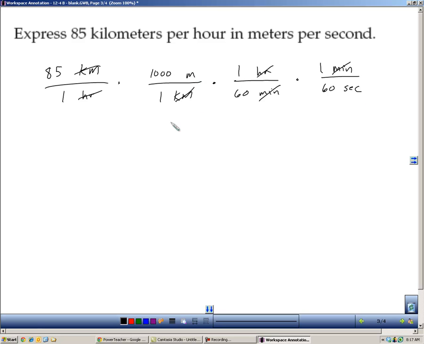Whatever I get here, I'm going to get a meter over a second, which is meters per second. So the top looks like 85,000. The bottom looks like 3,600. And then we're going to have a meter over a second. Type that into a calculator, and you're going to get 23.61 meters per second.